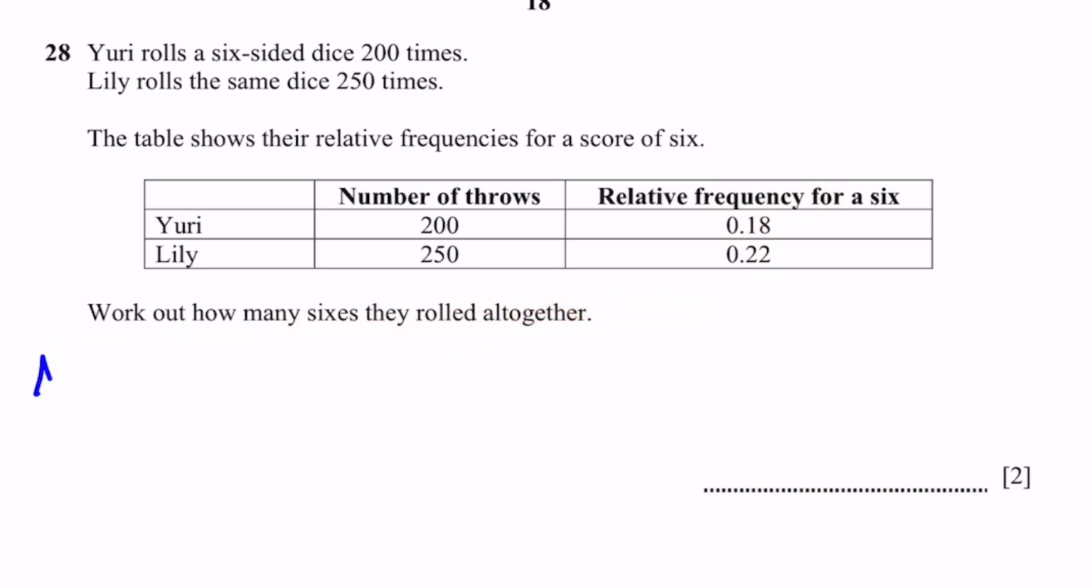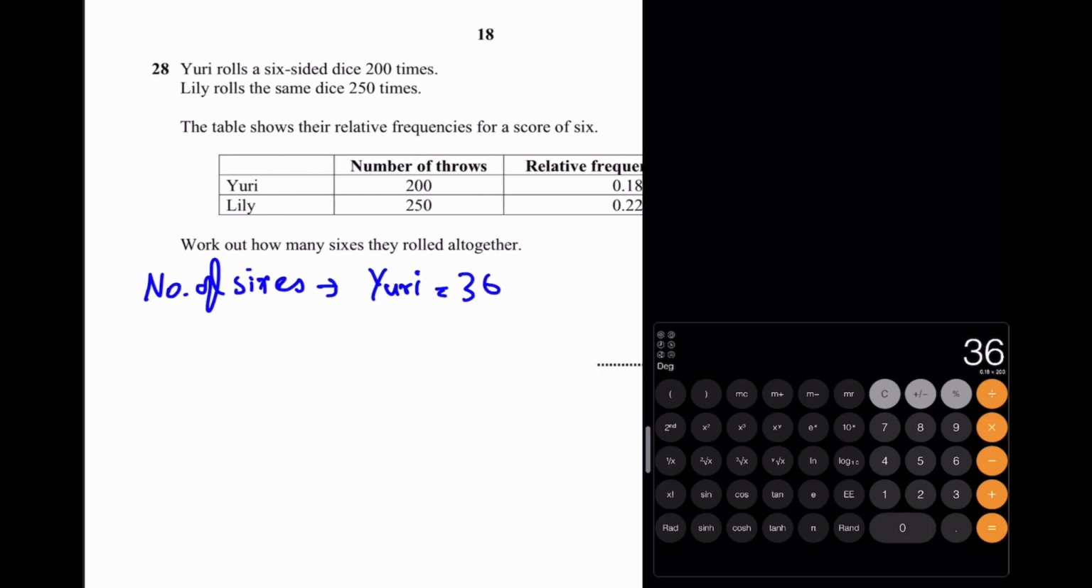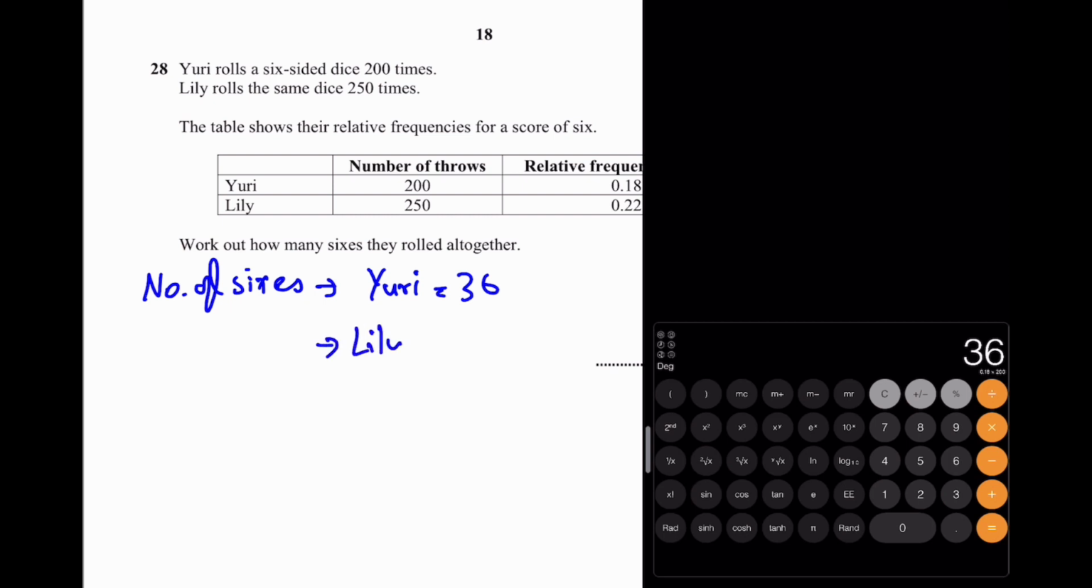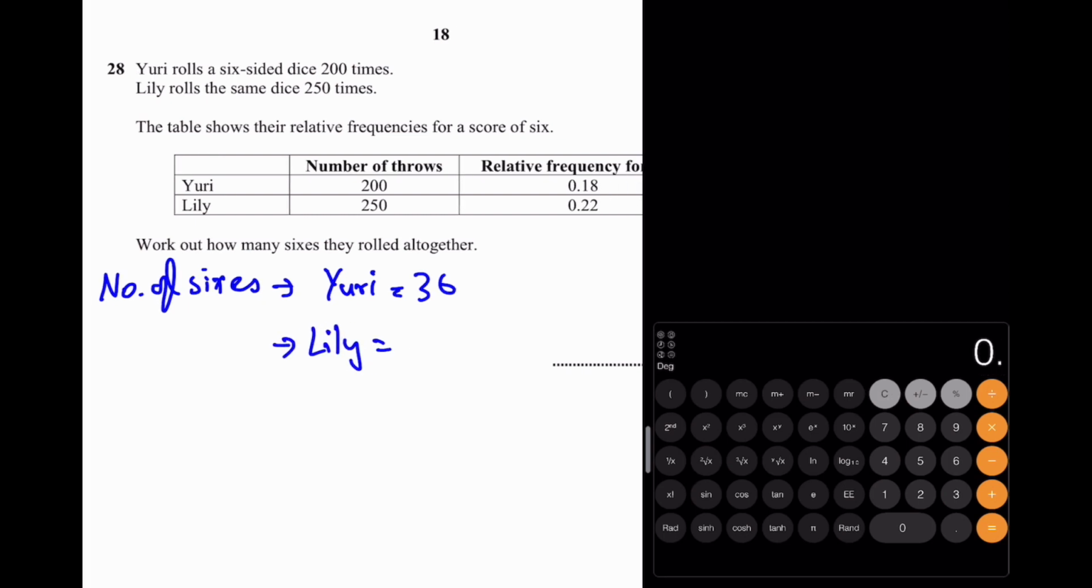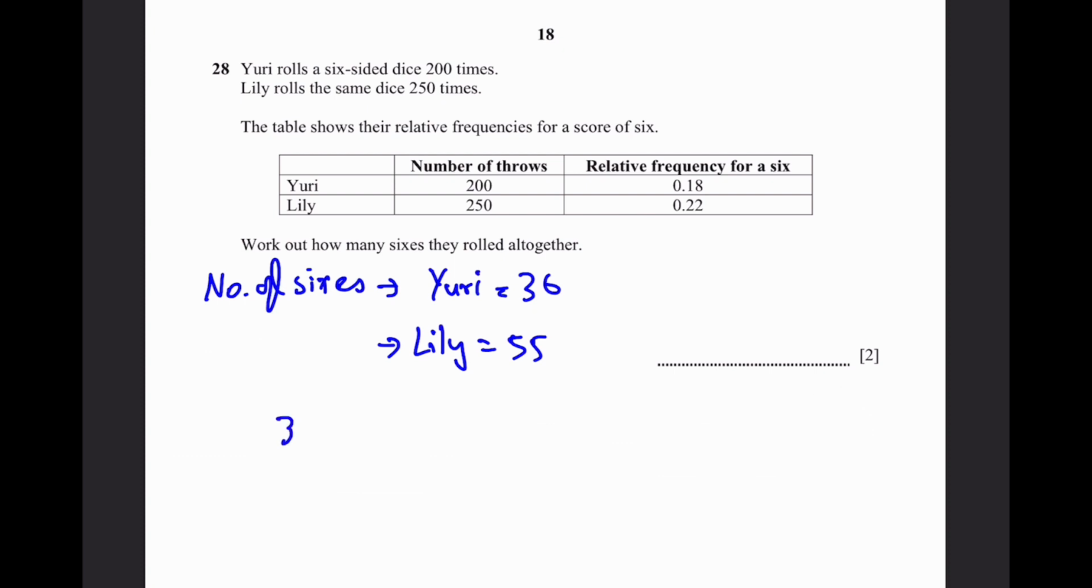So the number of 6s for Yuri is equal to 0.18 multiplied by 200. We can use a calculator for that. 0.18 into 200 is 36. And then the number of 6s for Lily is equal to 0.22 into 250, which is 55. Alright, now we've got the two separate values. Now all we have to do is add them together. 36 plus 55 is equal to 91. That's the answer, 91 6s.